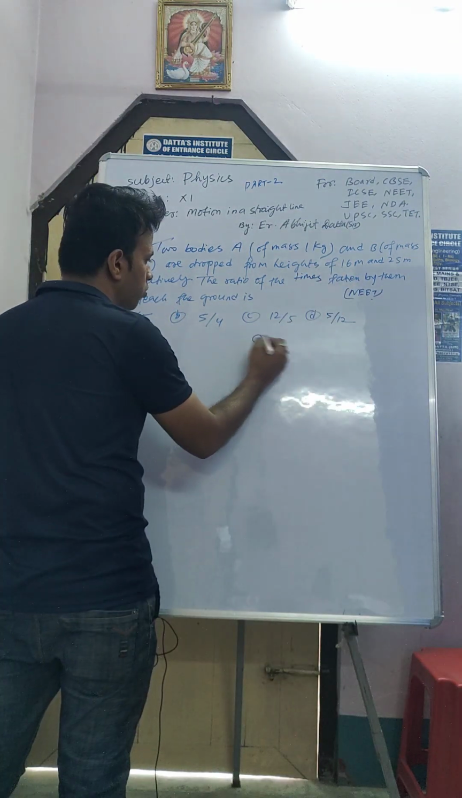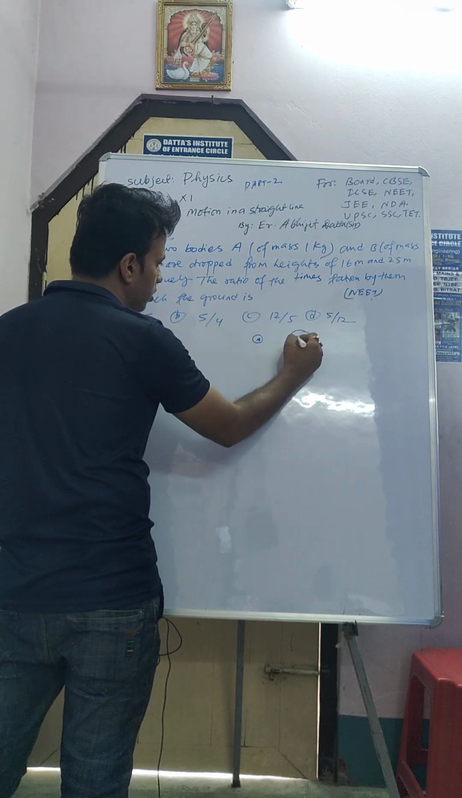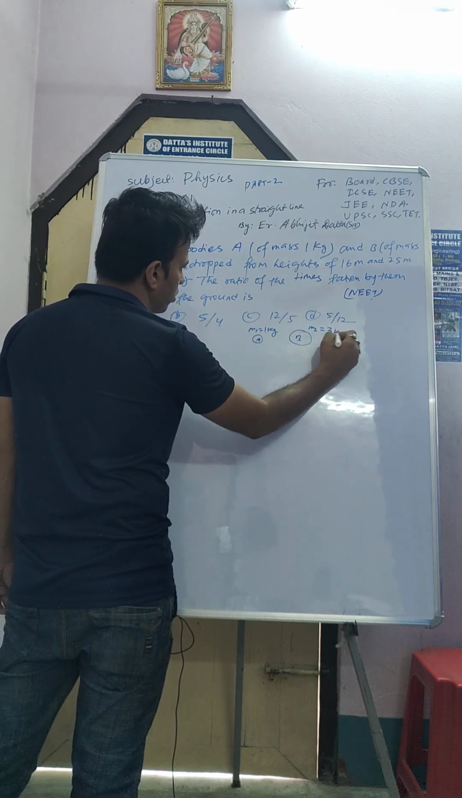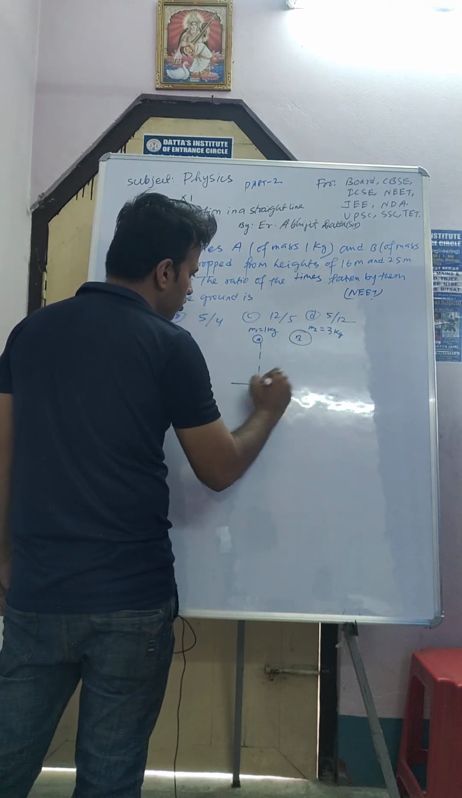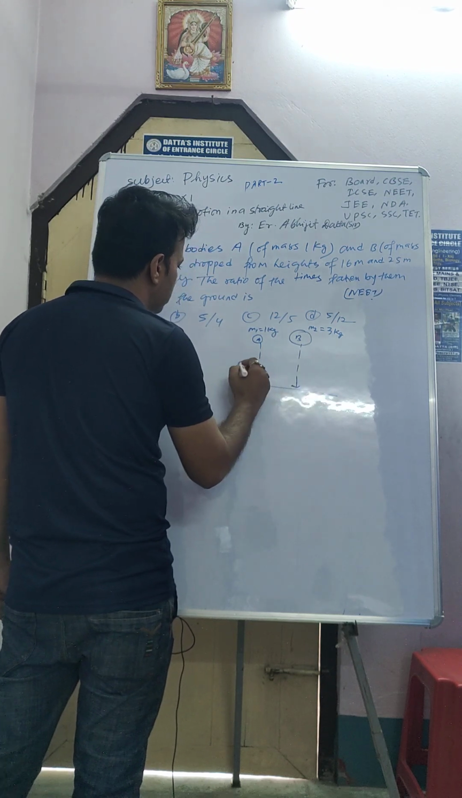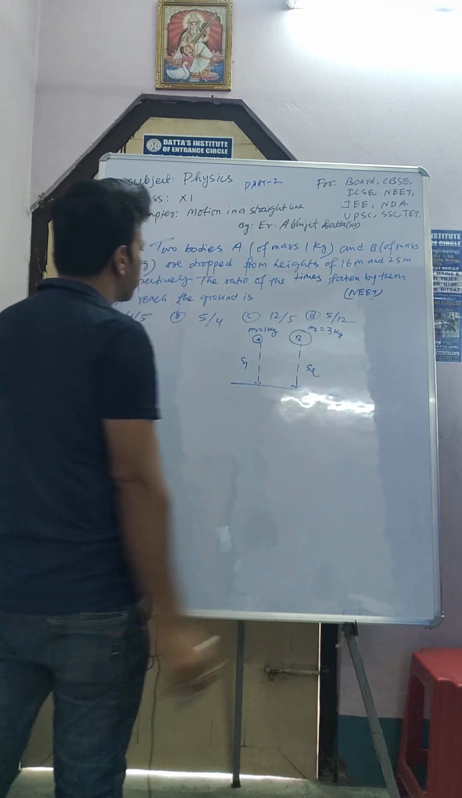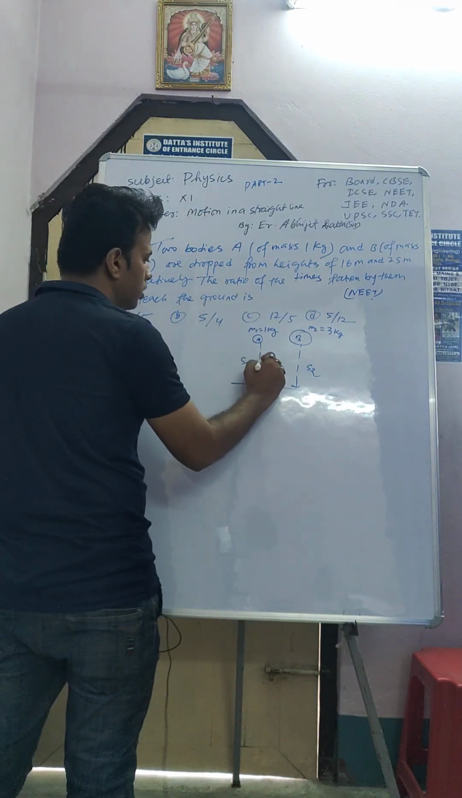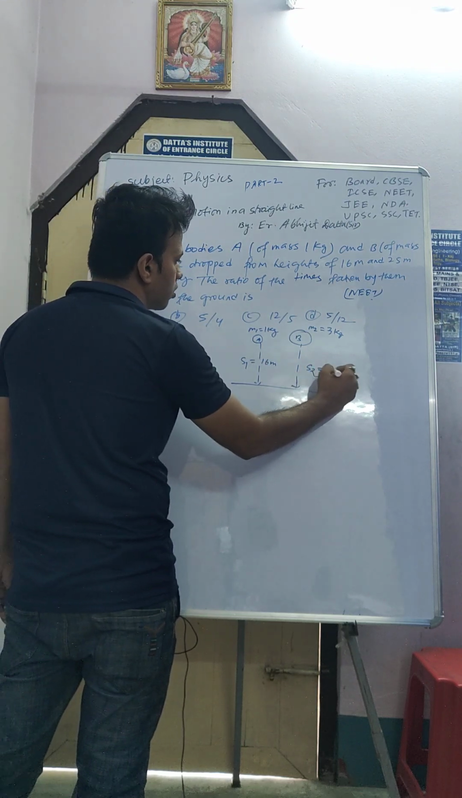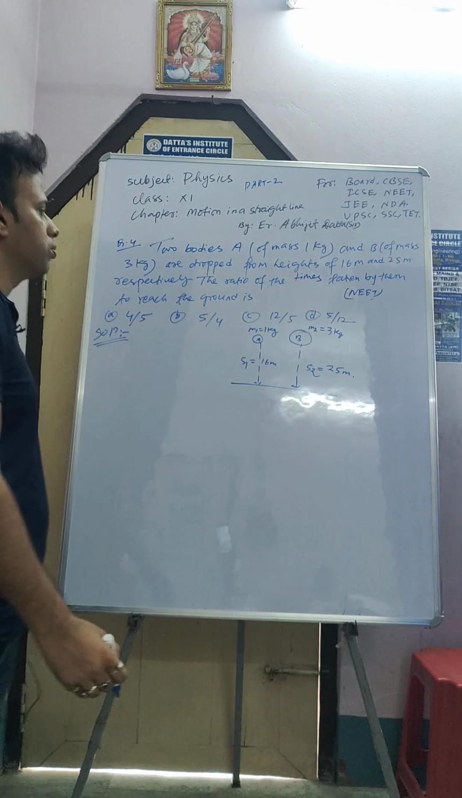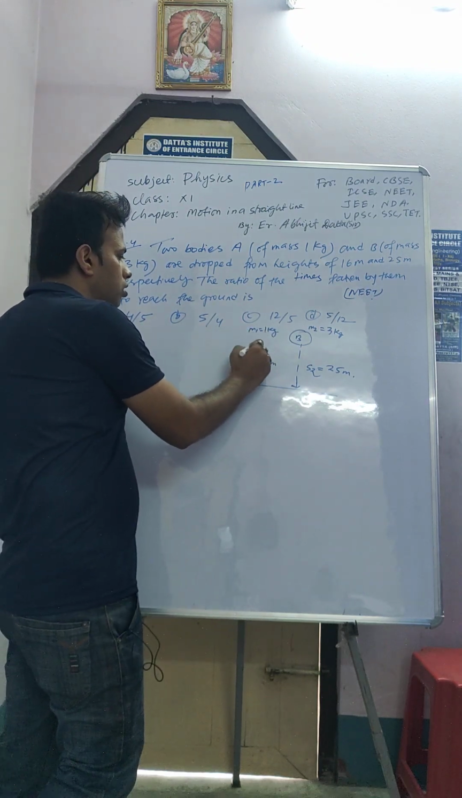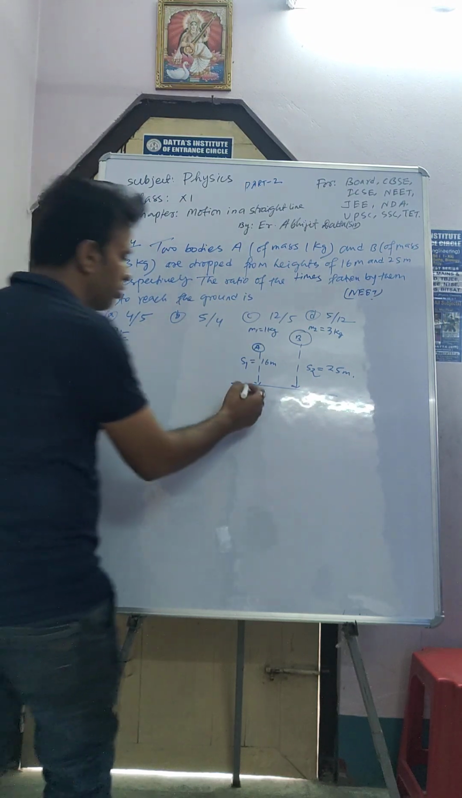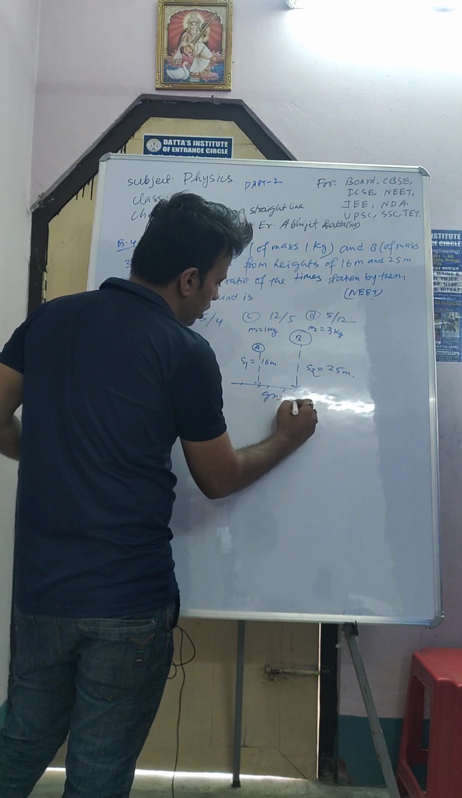Suppose there are two balls, one is A and one is B. M1 is 1 kg, and M2 is 3 kg. This one is ground level. So the distance is S1 and here S2. A body is dropped from the height of 16 meter, so S1 is 16 meter and S2 is 25 meter. This one is earth or ground.